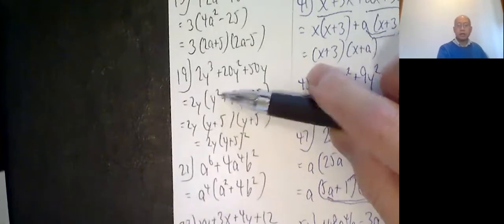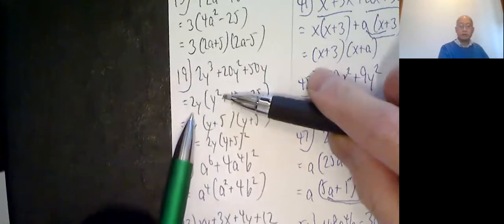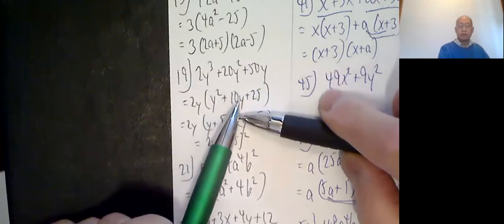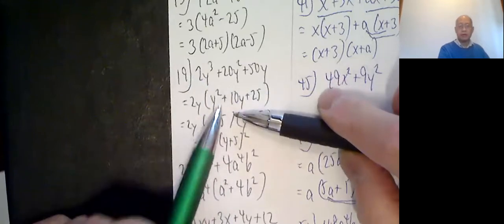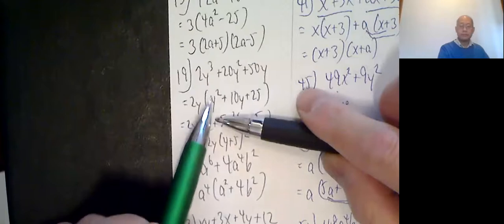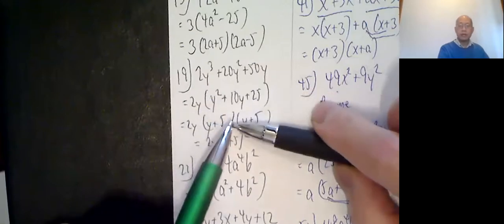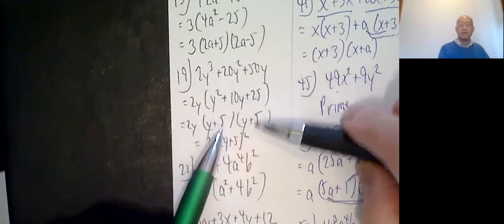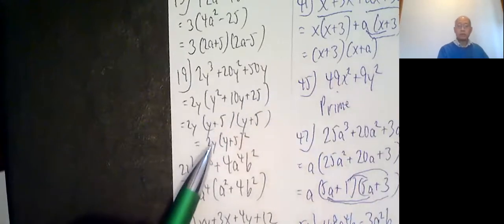19, factor out the greatest common factor of 2y. Left behind is y squared plus 10y plus 25. Oh, this is like the previous one. Leave alone the 2y. Y squared is y times y. Plus plus is plus plus. 10 and 25, 5 and 5. So 2y times y plus 5 squared.